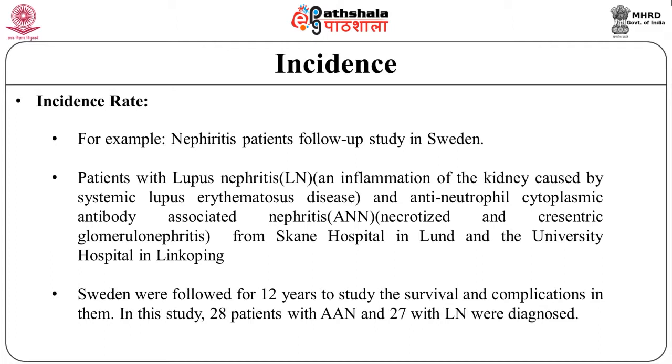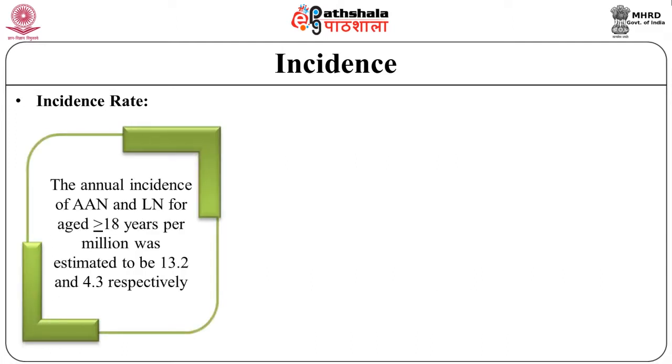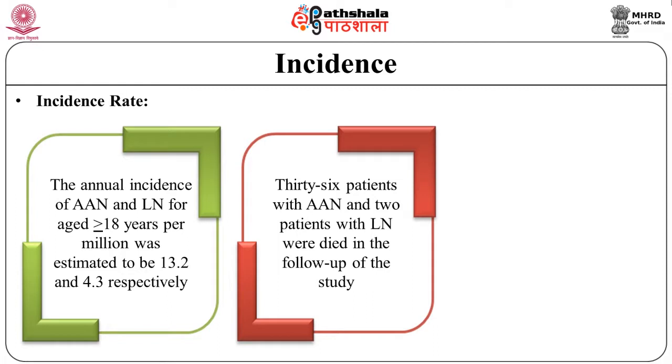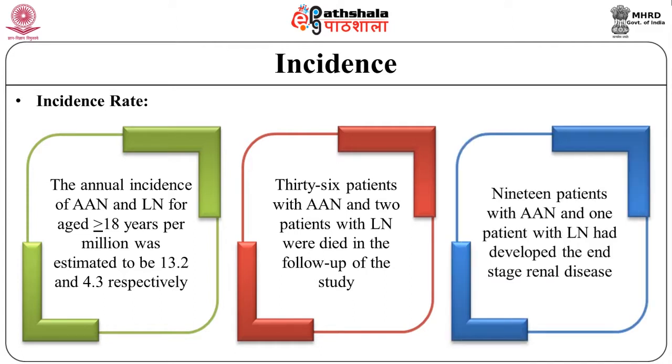In this study, 28 patients with AAN and 27 with LN were diagnosed. The annual incidence of AAN and LN for those aged more than 18 years per million was estimated to be 13.2 and 4.3 respectively. 36 patients with AAN and 2 patients with LN died in the follow-up of the study. 19 patients with AAN and 1 patient with LN had developed end-stage renal disease.